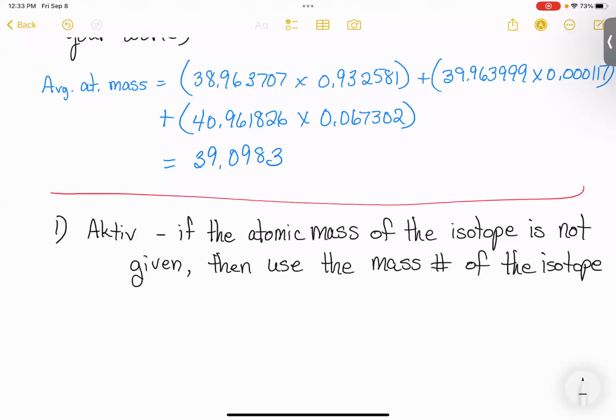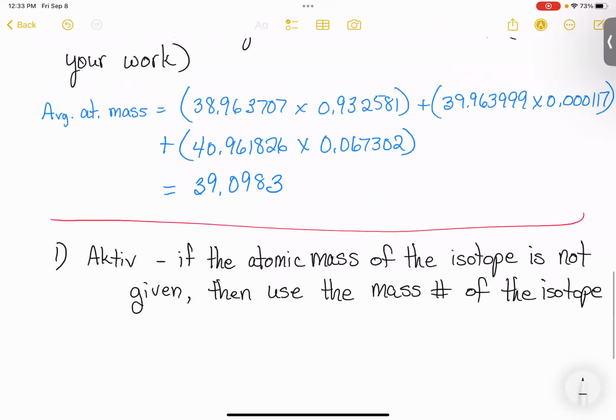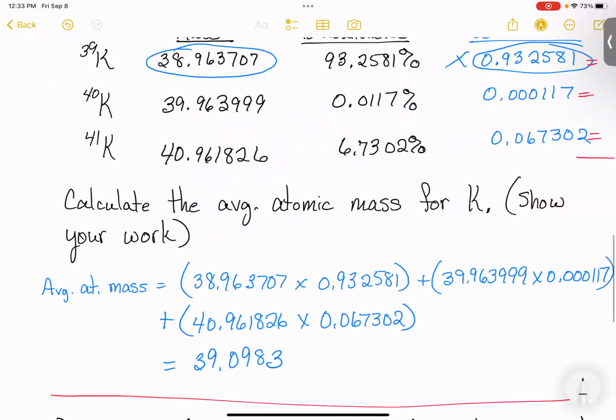I can't remember, and that's that superscript. It works out fairly well, because if you look back, 39, if you were to round it, would come to 39. 40, if you were to round it, would come to 40. 41, if rounded, comes to 41. So that's why sometimes on Aktiv, they won't do it. They don't give you all of the digits, but on a test, I will.